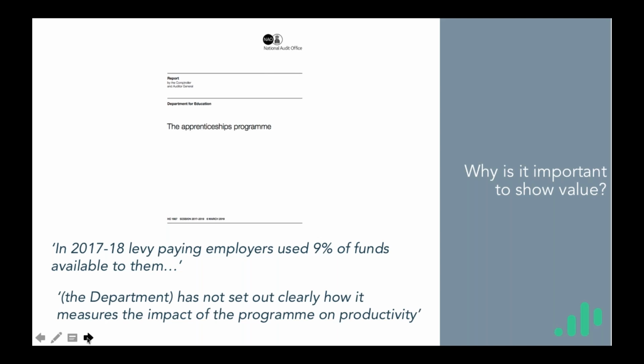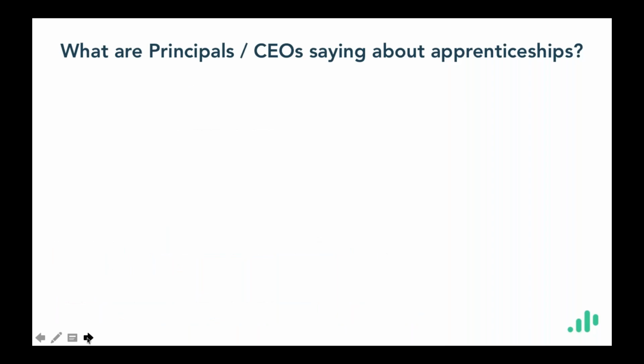And secondly, what jumped out from this latest report is that there are still questions about the impact that apprenticeships have on the economy, and productivity was specifically mentioned in the report. Interestingly, that is absolutely one of the things that our analysis can help you to do, to demonstrate the impact that your apprentices and your apprenticeships are having on productivity in your local economy. And we'll come to that later on.